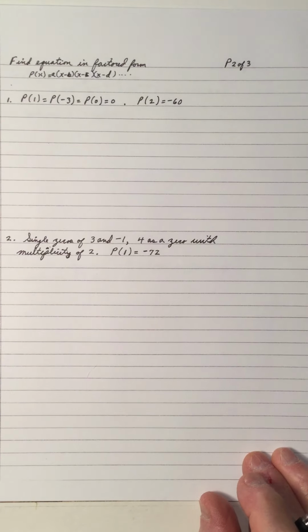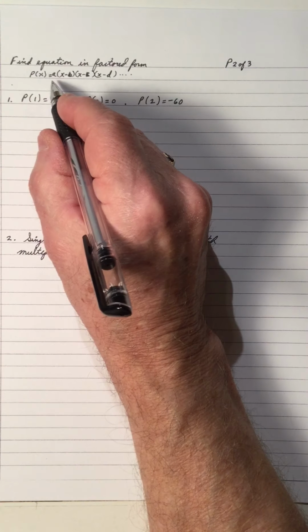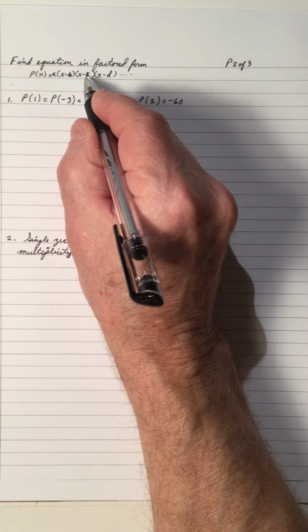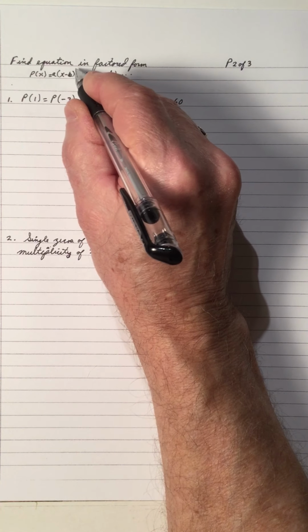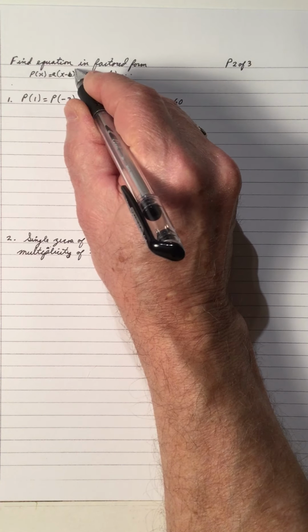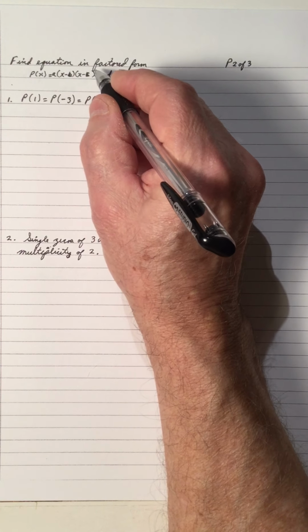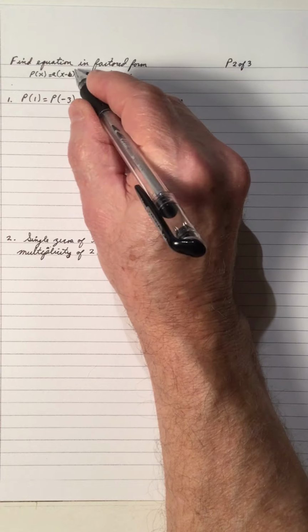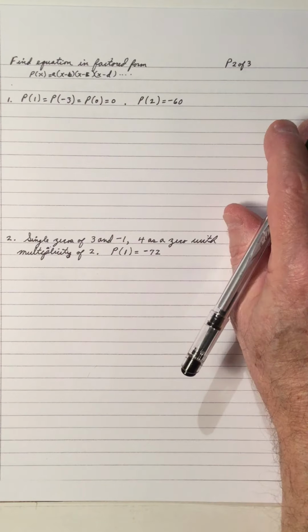Let's find the equation of a polynomial function in factored form. P of x equals a times x minus b, x minus c times x minus z, etc. And also we could have some powers or exponents of 1. We could have a 2 or a 3 as a power, a quadratic or a cubic as a power. Let's do number 1. Don't forget to pause the video if you wish.